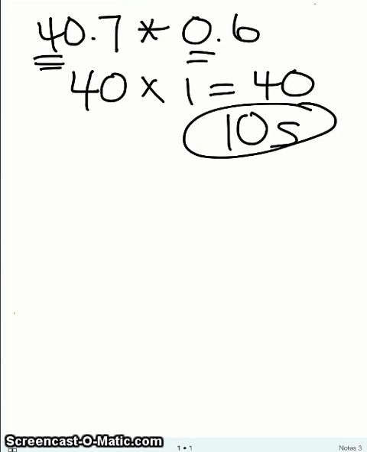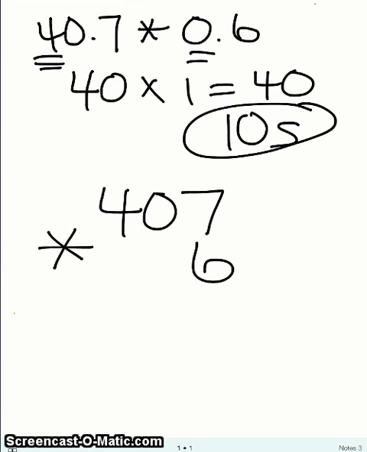Now let's go ahead and rewrite the problem. Leave out the decimals. Don't worry about lining up decimals. We don't need to do that. We're just going to ignore them altogether. So 407 times 6. Ooh, this is only a 3-digit by a 1-digit. Hit pause. Go ahead and do that problem and put the decimal point where you think it should go.